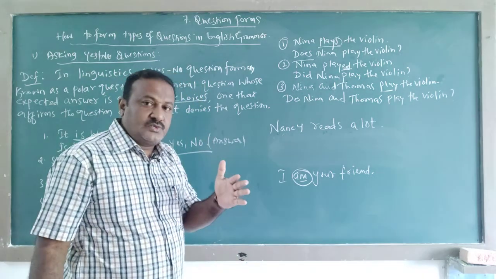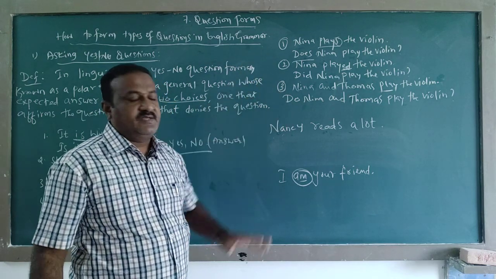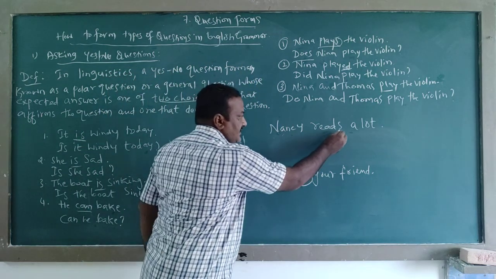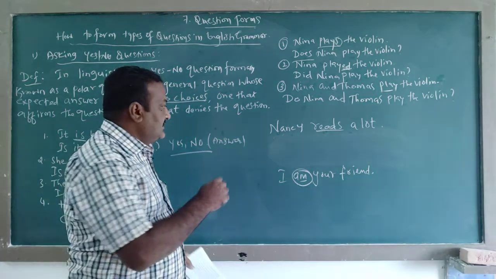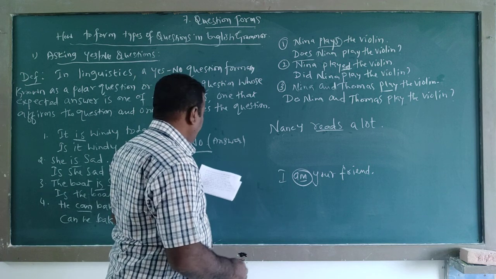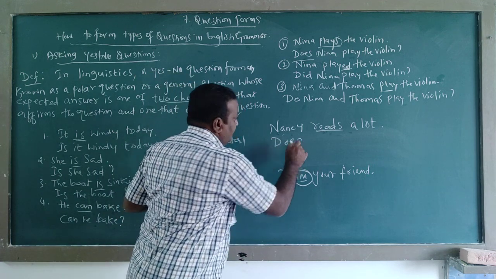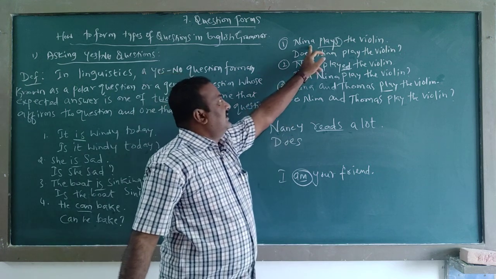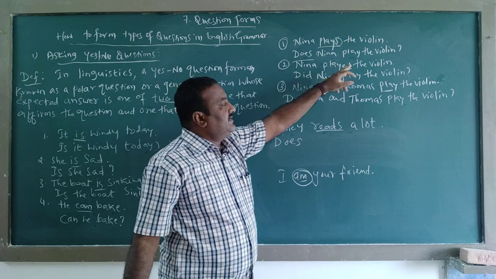Then what should we do? The same thing we did before. Here it is "reads"; when it is "reads", then what we should do is use "does". See, we have done it: Naina plays the violin. Does Naina play the violin?